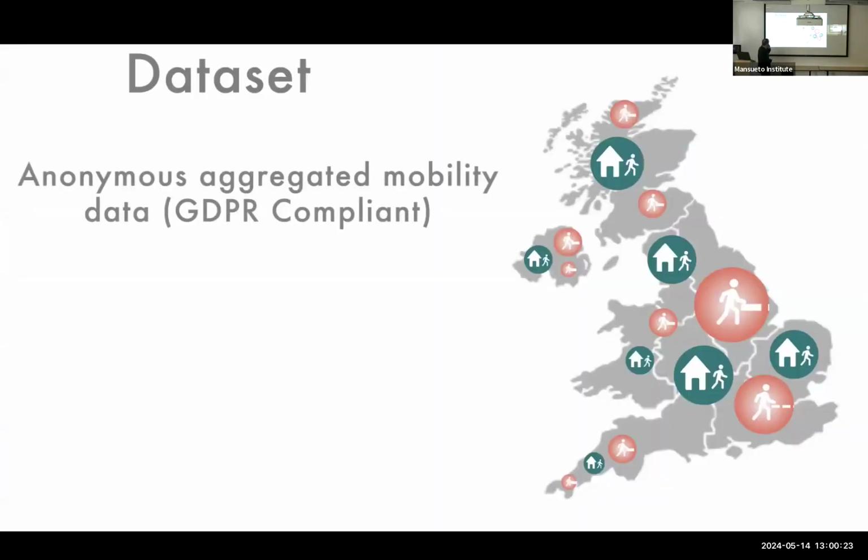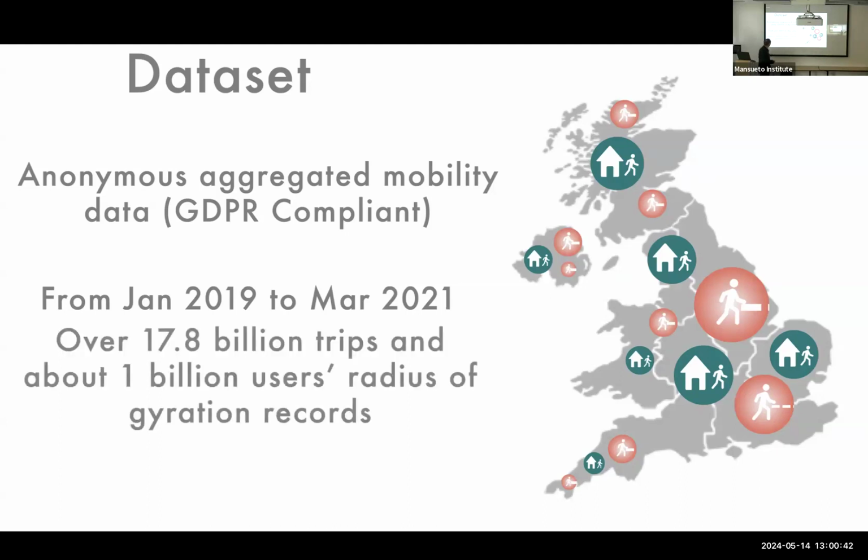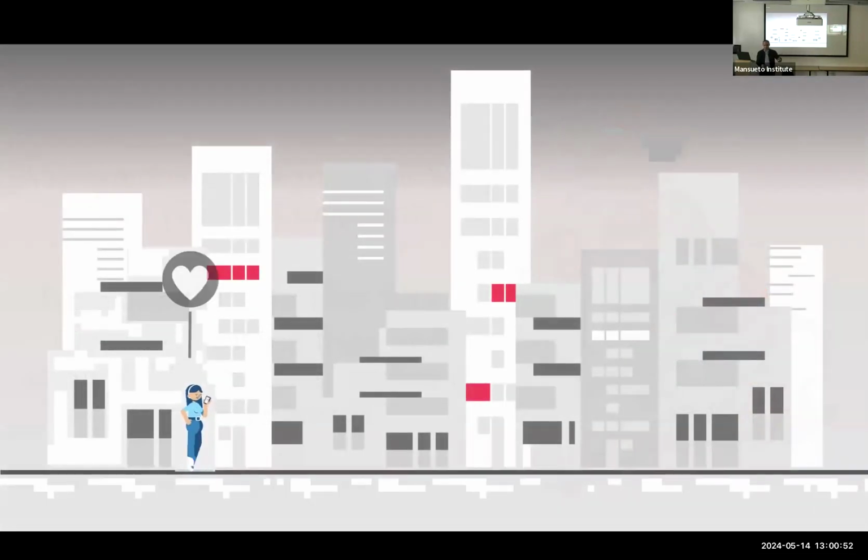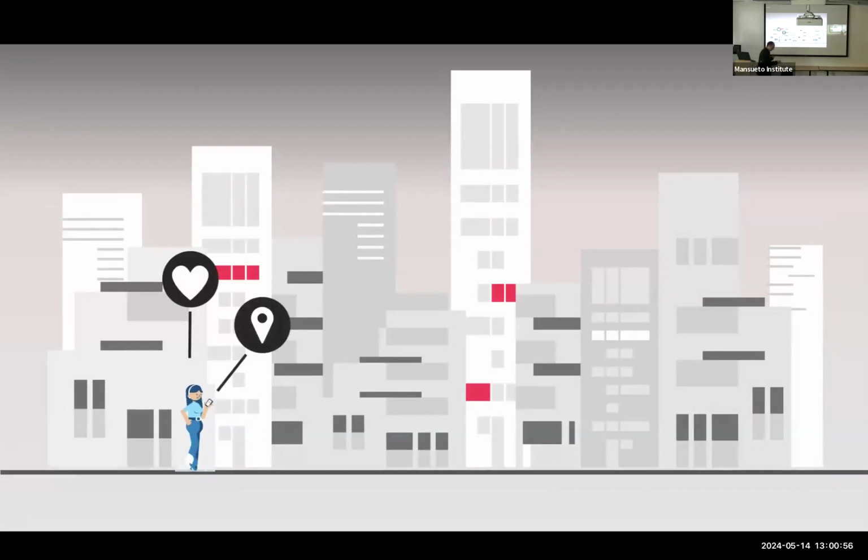So we have GDPR compliant information, of course. The dataset starts from January 2019 up to March 2021, because then we submitted the paper, and it was after the third wave of spatial blocking. We have 17 billion trips from 1 billion users, and then we are going to use only two metrics from all this information. As you know, when we move in the city, there are different things that we can take into consideration, depending on what we do. So we go out, we go to work, we go to study, we stay at home, basically because it's night.